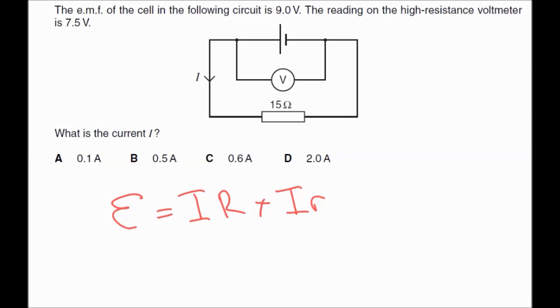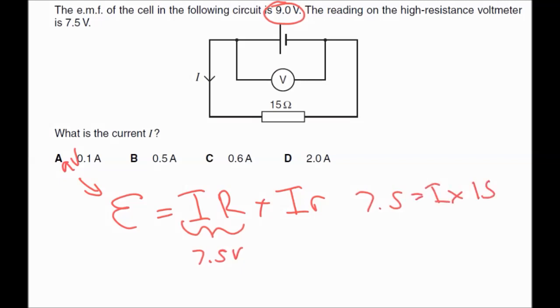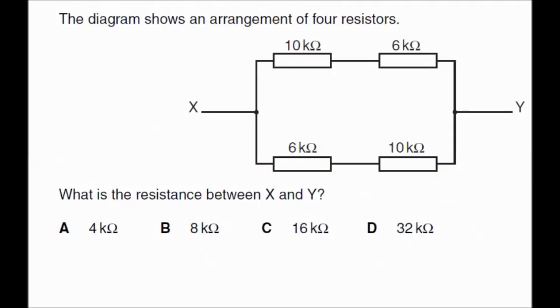Now we know that we've got our EMF here, so that is 9 volts. But this here, we're told, is 7.5 volts. So we want to find the current. Well, 7.5 is equal to I times 15. So 7.5 divided by 15 equals I, which gives us a current of 0.5 amps. B.